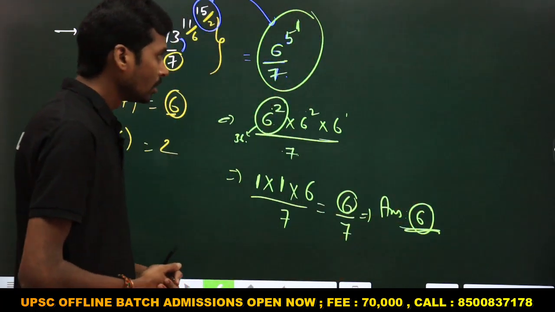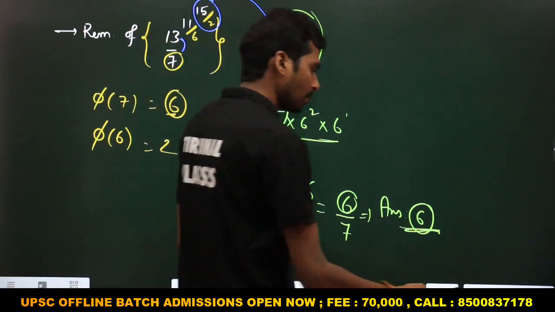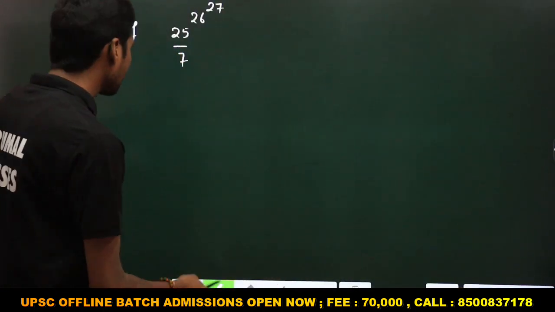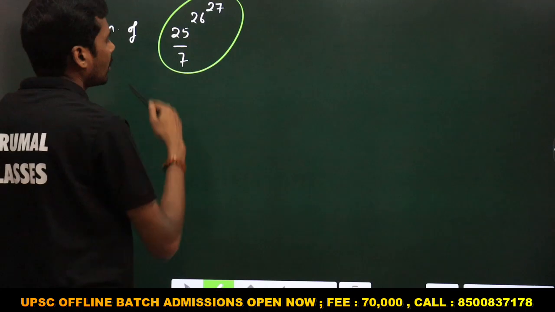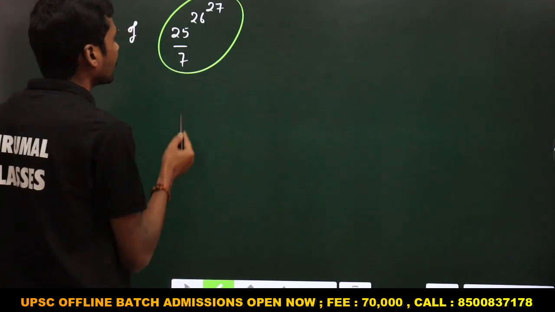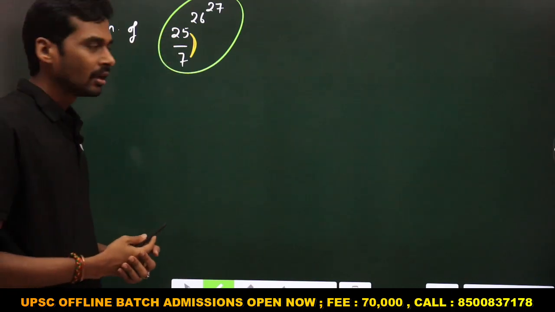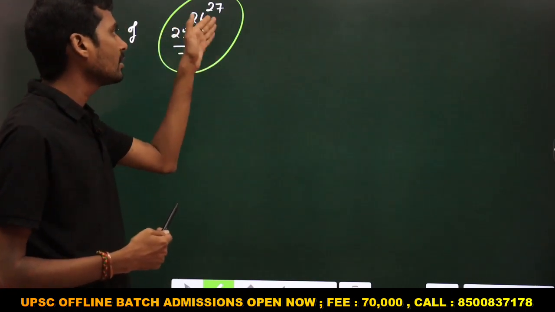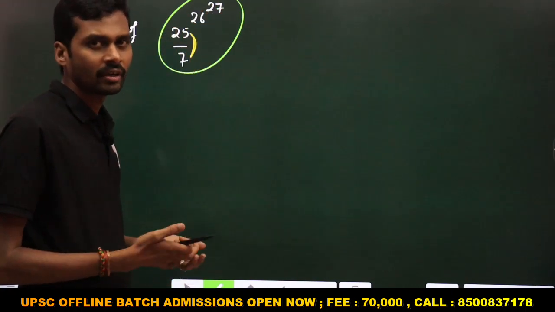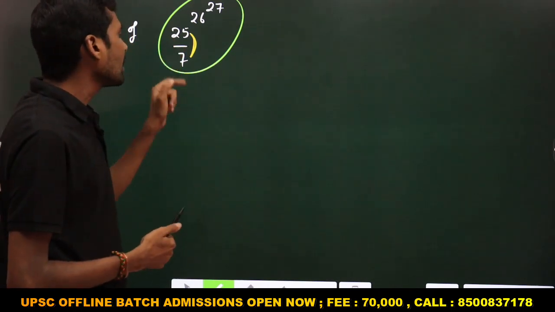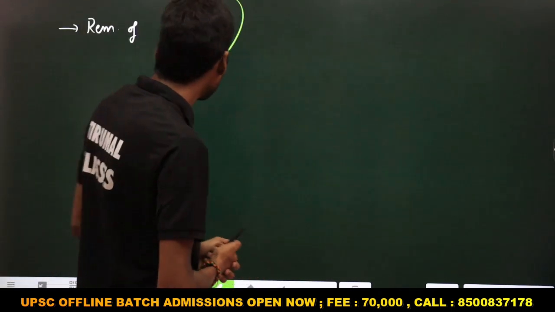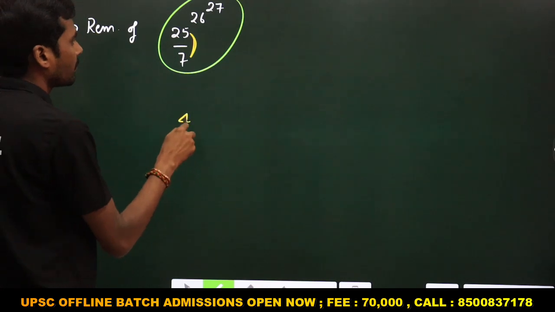Is it clear? Okay, so let's take another problem. The next problem is 25 to the power of 26 to the power of 27. First immediately divide the base, 25 by 7. Or else you can first divide the powers with the Totient numbers. That is your wish, no problem. 7 3 is 21, what is the remainder I'll get? 4. So now the problem becomes 4 to the power of 26 to the power of 27 divided by 7.